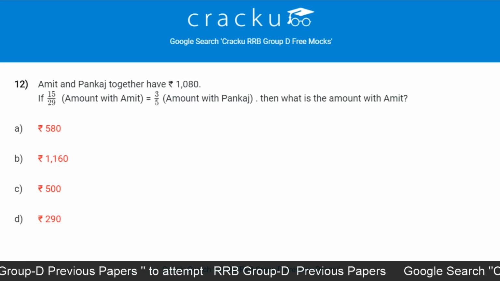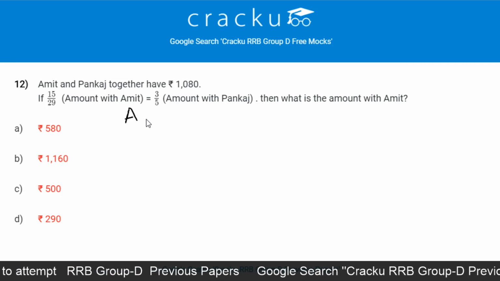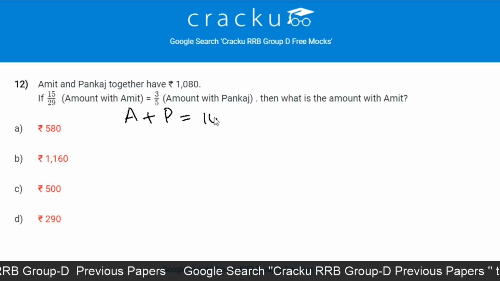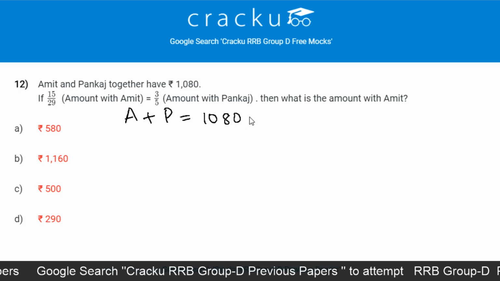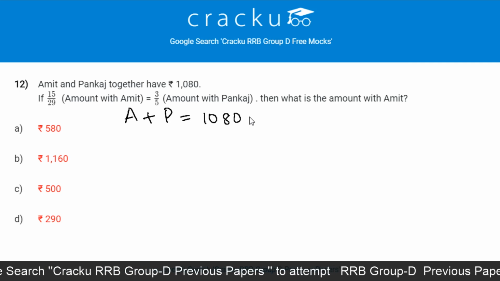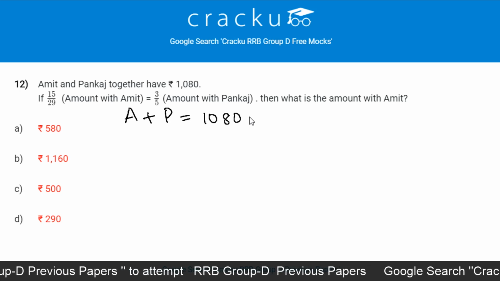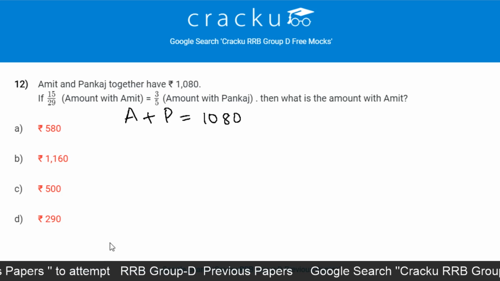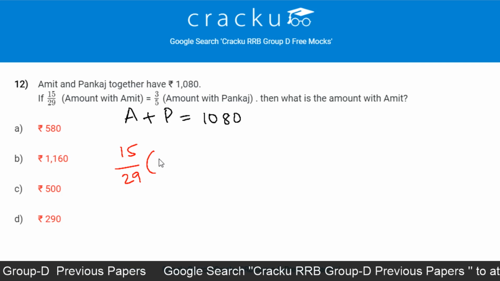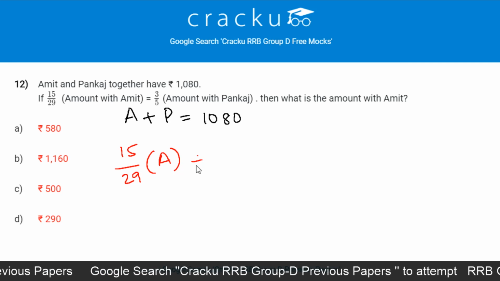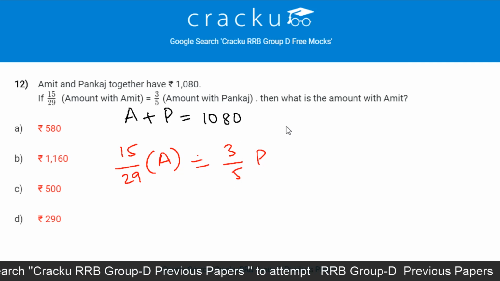Next question. Amit and Pankaj together have 1080 rupees. So Amit plus Pankaj together have 1080. And it's given that if 15 by 29 of the amount with Amit is equal to 3 by 5th of the amount with Pankaj, then what is the amount with Amit? Given that 15 by 29 of the amount with Amit is equal to 3 by 5th of the amount with Pankaj.